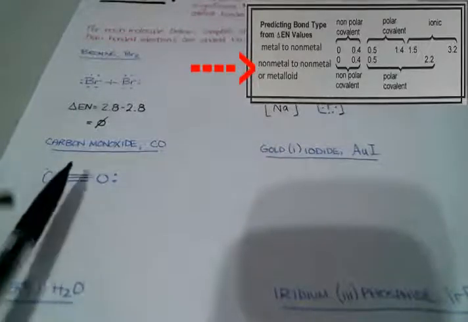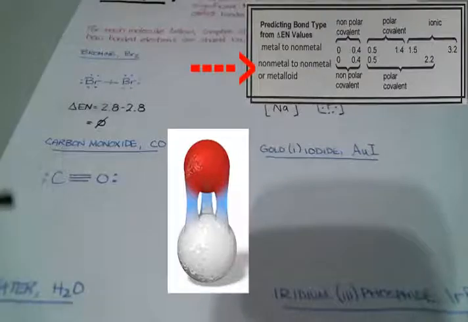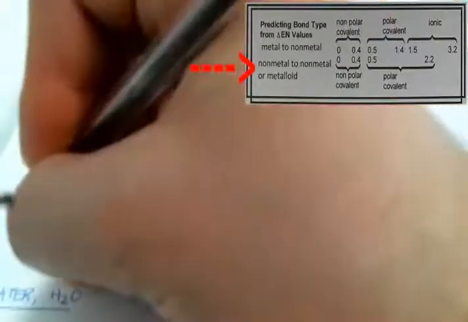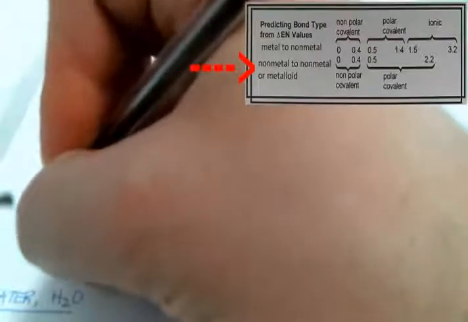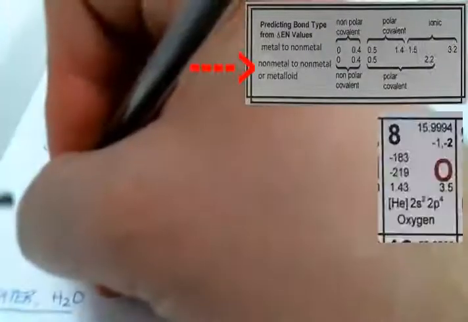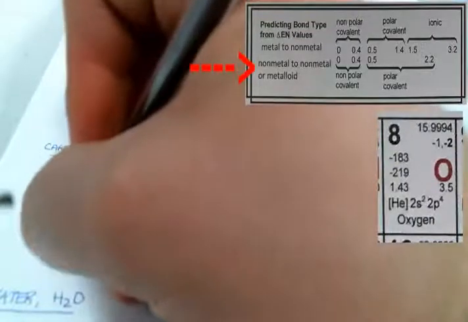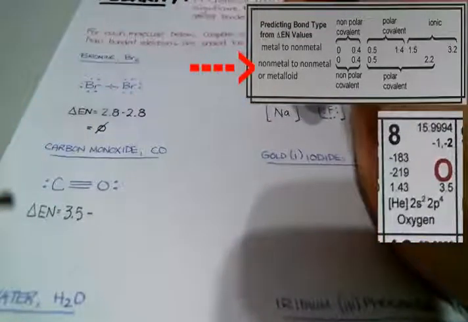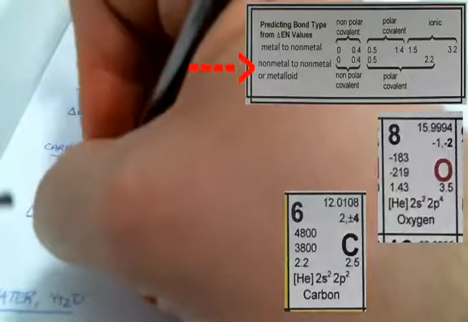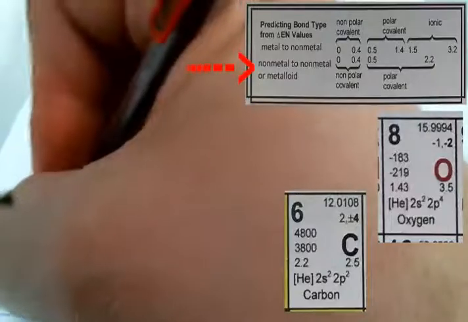Important to note that the fact this is a triple bond doesn't actually change anything about how we calculate the change in electronegativity. We're still just comparing one atom to another. So if I'm going to calculate the change in electronegativity here, we're going to use the electronegativity of oxygen, which happens to be very high at 3.5. And we're going to subtract the electronegativity of carbon, which is 2.5. And that's going to give us overall a change in electronegativity of 1.0.